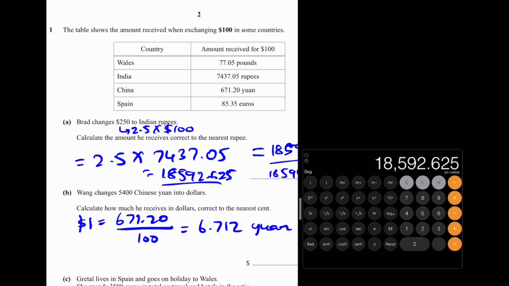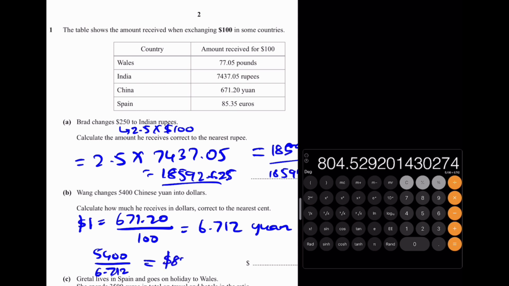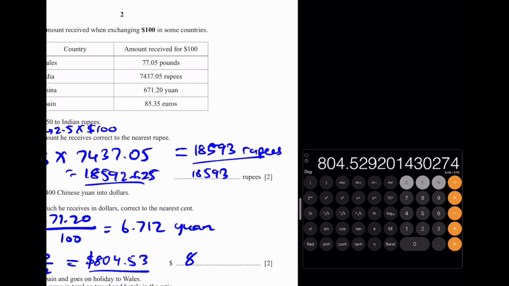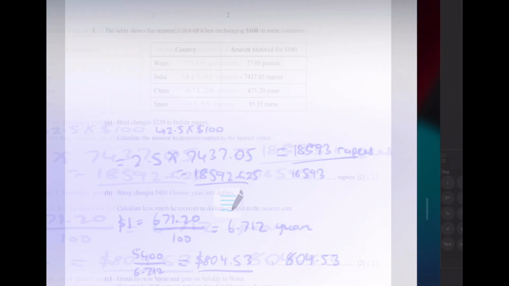And now the amount of dollars which he will get is 5400 divided by $1 in Chinese yen. That's simply going to be, using our calculator once again, $804 and 53 cents, since we have to give it to the nearest cent. 804.53. By the way, cents are in the hundredths place, or 2 digits after the decimal point. That's the answer. Let's go to part C.